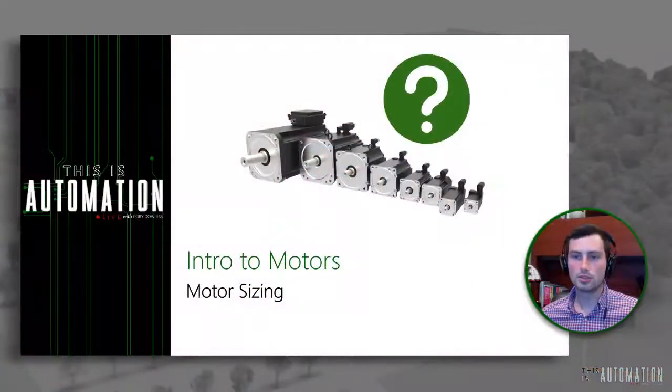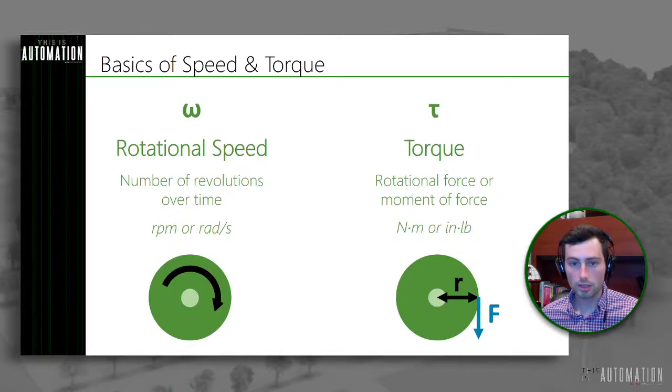But before we get into the details of motor sizing, I wanted to introduce everybody to some basic terminology so that we're all on the same page. If you watched the episode on the speed torque curve, this will be a familiar screen. Speed and torque are pretty simple concepts, but I wanted to give a quick introduction. When we say speed, we're really talking about rotational speed. This is just the number of revolutions over time. It's typically given in units of rotations per minute, RPM, or sometimes, but less common in industrial applications, in radians per second.